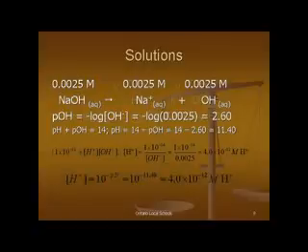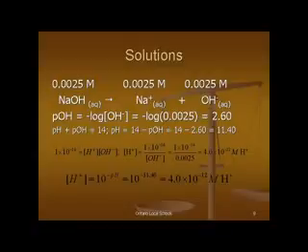Here we have sodium hydroxide. 0.0025 moles per liter of sodium hydroxide would give us 0.0025 moles per liter of sodium ion and 0.0025 moles per liter of hydroxide ion. We're going to solve for our pOH rather than our pH first because we know our hydroxide ion concentration. If we know that, finding pOH is real easy. Negative log of 0.0025 gives us a pOH of 2.60. To find our pH, we take 14 minus the pOH, which gives us a pH of 11.40.